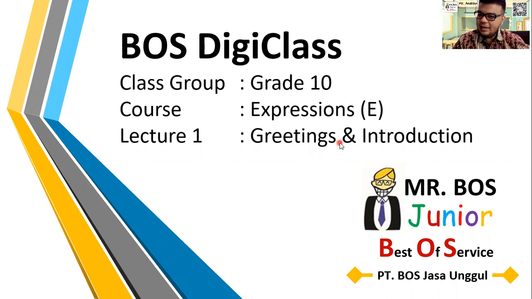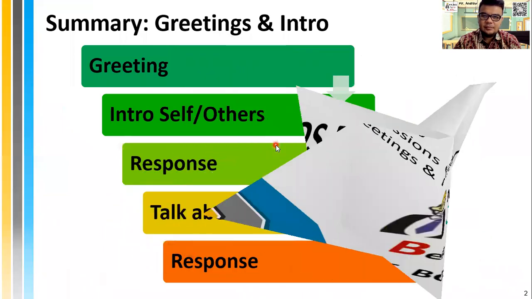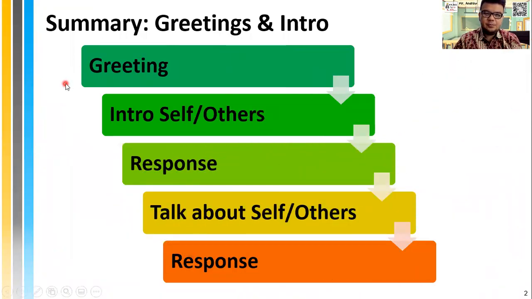Today we will talk about greetings and introductions for grade 10. This is the summary of this lesson. First, we say a greeting, for example, hi, and then we introduce ourselves or we introduce another person. Then the other person would respond to us. We then introduce not only our names, but ourselves: our hobbies, our jobs, where we go to school, etc. And then we listen to the response of the people we are talking to.